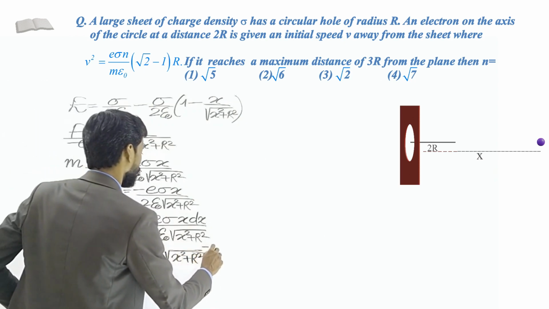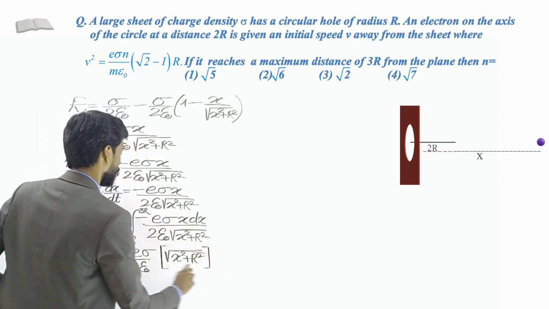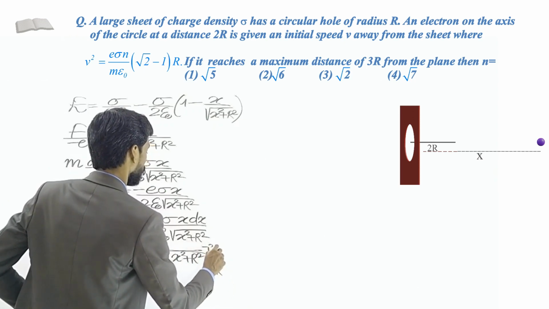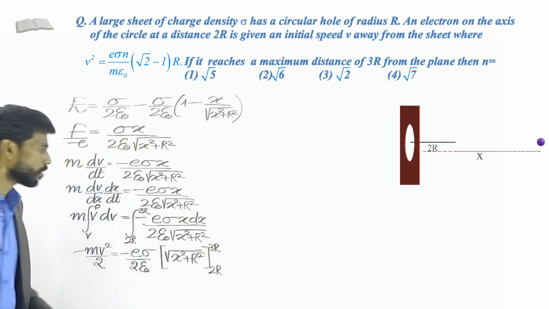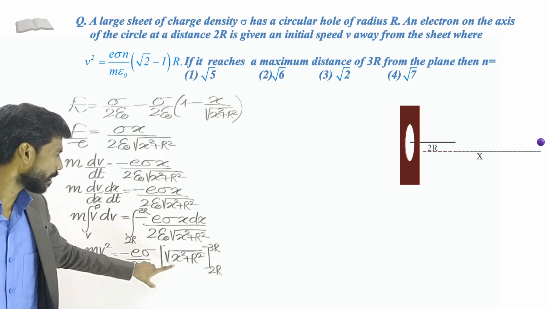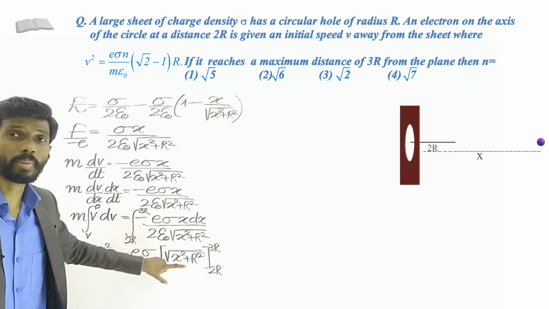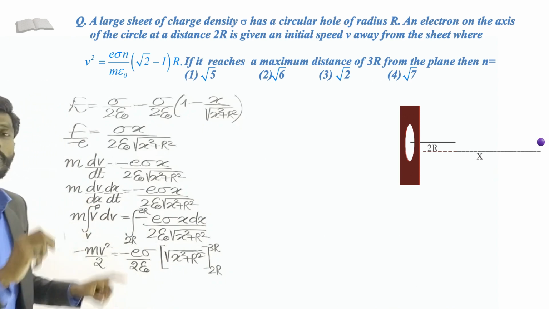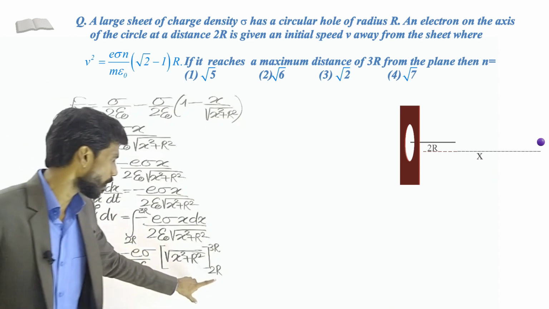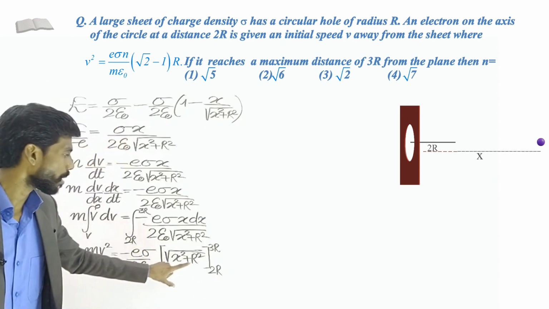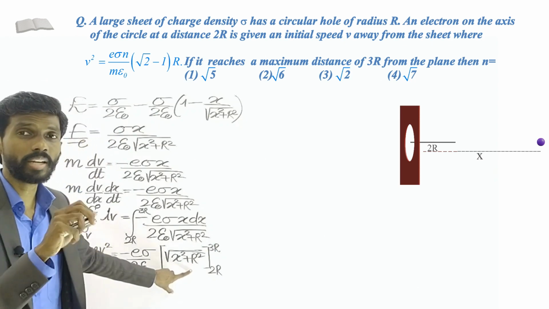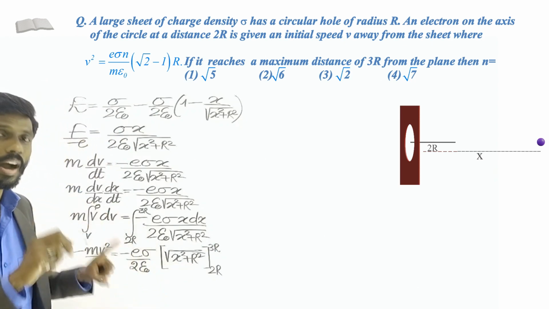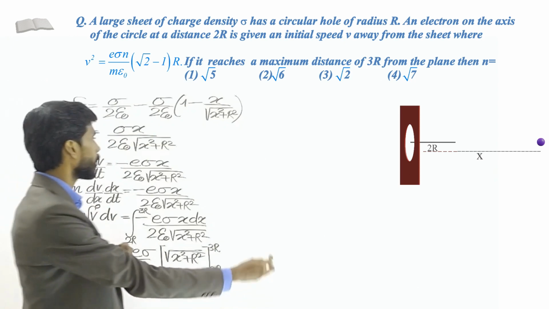Now we have to substitute the limits, 2r to 3r. Substituting 3r, it becomes 9r squared plus r squared, so 10r squared, and the square root of that is root 10 multiplied by r. Similarly, the lower limit gives 4r squared plus r squared, which is 5r squared, so the root is root 5 r. Then we simplify to get the value.